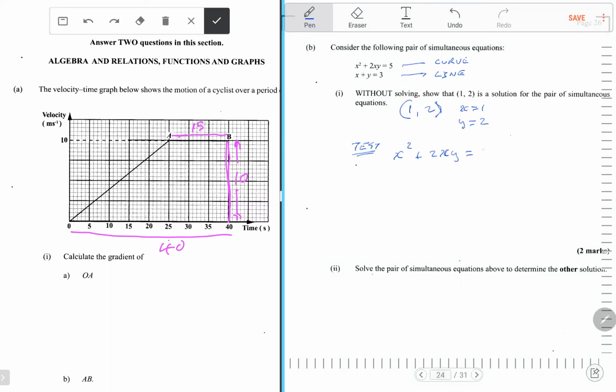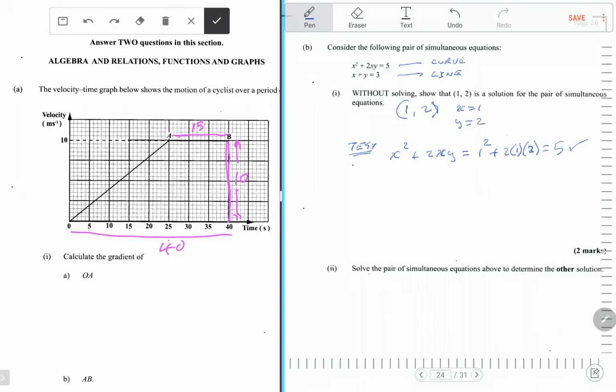That works out to be 1 squared plus 2 times 1 times 2, and that works out to 5 actually. So yes, this one passed the test. And you're going to test it in the line, which is x plus y. If it is true, then x plus y will be 3. That is 1 plus 2, which is actually equal to 3. That's what the line is saying. And so both of them pass the test, and that is therefore shown.